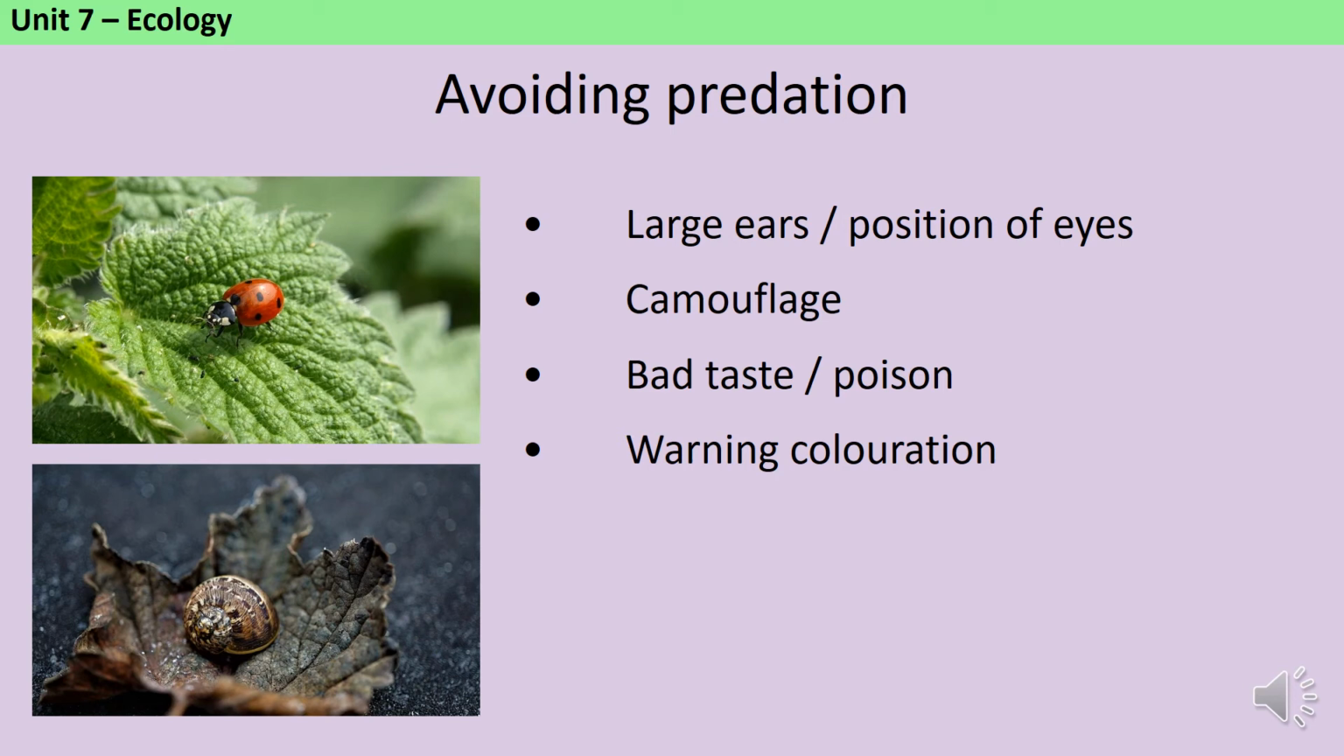In the animal kingdom, often being red and black or yellow and black tells a predator that either you have a sting or that you taste bad or that you're poisonous, and that's going to mean that they avoid eating you in the first place.